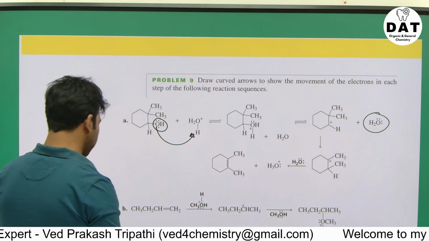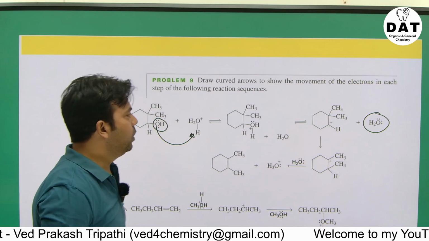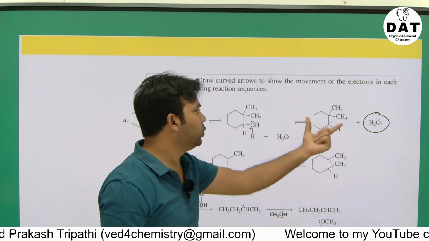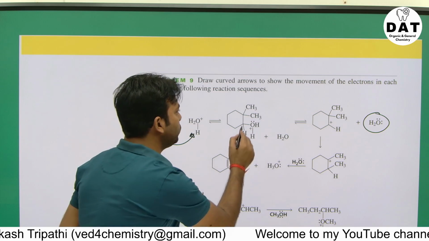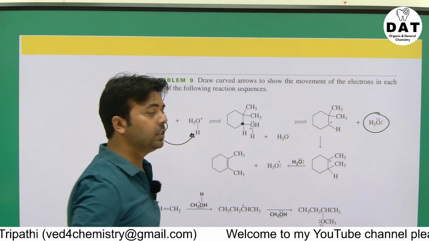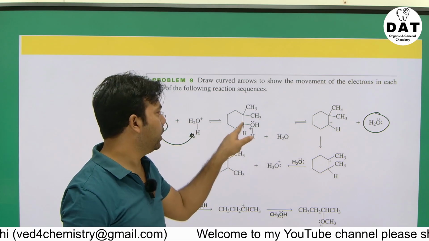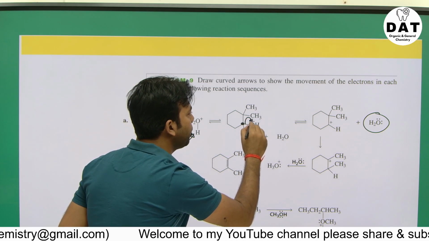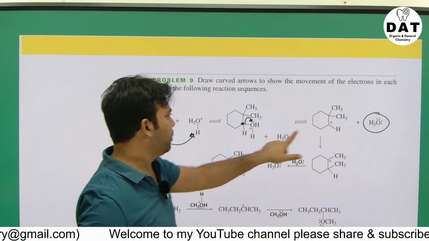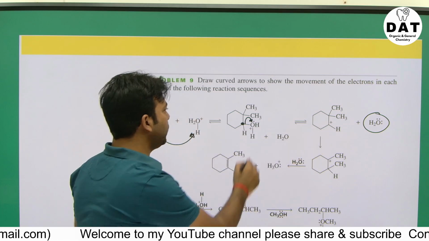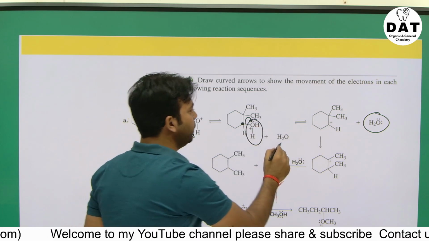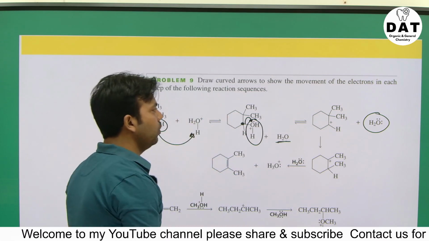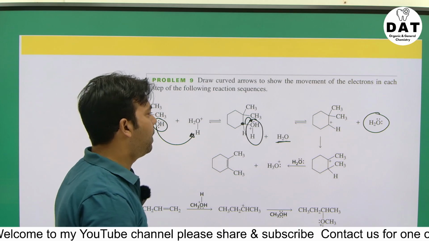Now in the next step, what will happen? Look at here. If you compare these two, the positive charge on this carbon means there is a bond breaking of this carbon and OH bond. So it should be like this. So carbon is positive. Water is leaving here as a leaving group. Clear? Now what is next?